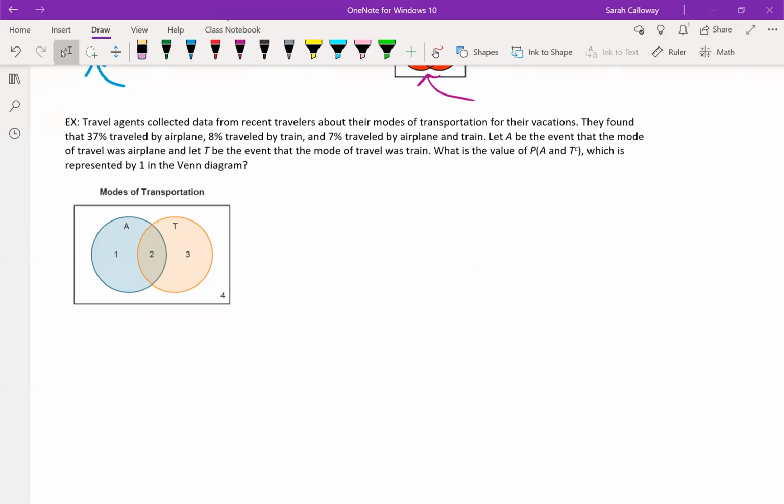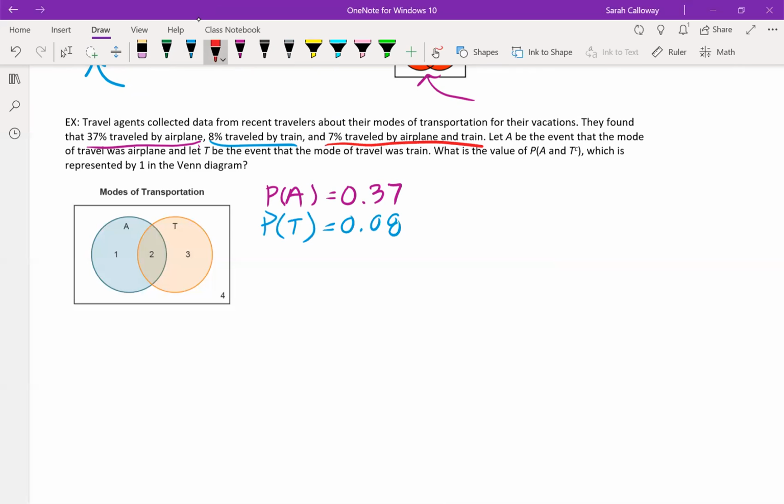So travel agents collected data from recent travelers about their modes of transportation for their vacations. They found that 37% traveled by airplane. So the probability that they traveled by an airplane is 0.37. 8% traveled by train, so the probability that someone traveled by train is 0.08. And the probability that they traveled by both was 7%. So the probability of A and T is 0.07.